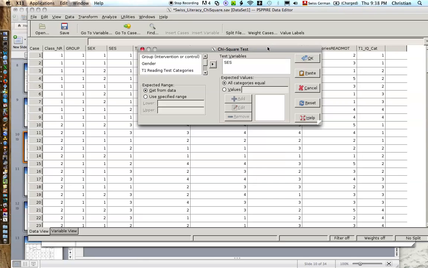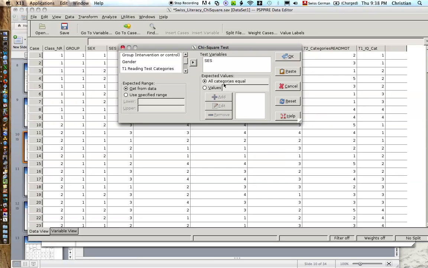Now if we expected all categories to be equal, we would just go ahead and click OK. But now we don't expect the categories to be equal. We assume, for example, that in the population there is 10% in the lowest category, 60% in the middle category, and the remaining 30% in the highest category.